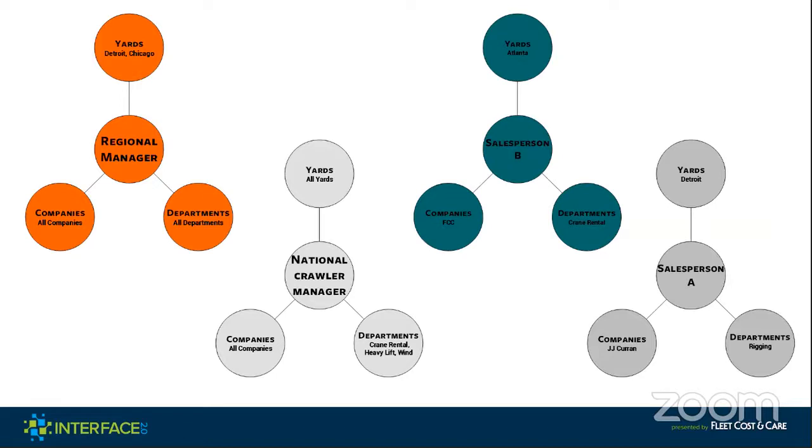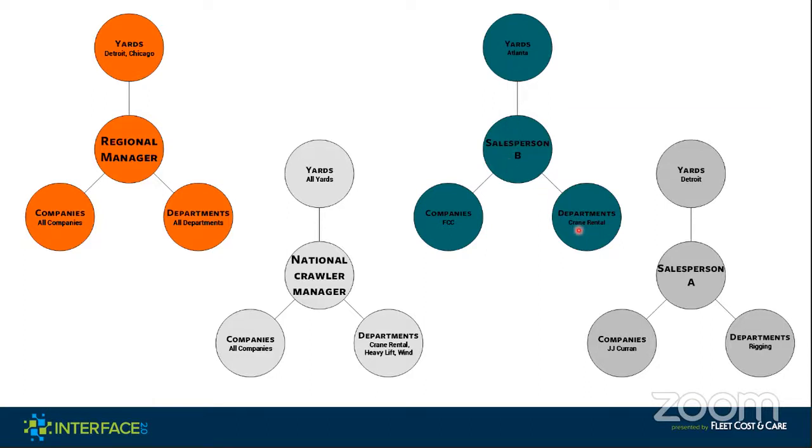Now, the 2 users in this setup who may not see each other: this regional manager will not see salesperson B because they do not have a yard in common. That regional manager is from the Midwest. They're only responsible for Detroit and Chicago yards. The salesperson from Atlanta has no yard in common. They don't need to see each other. So we're going to filter that out just to take away some of the noise so that your users don't have to scroll too much.